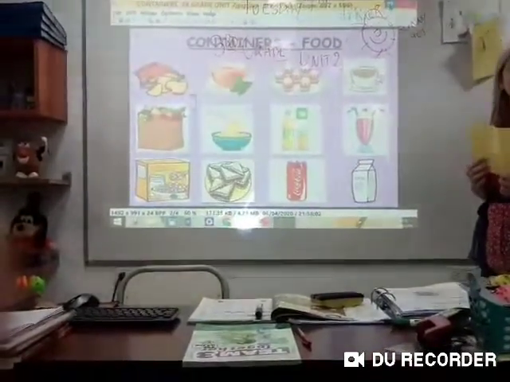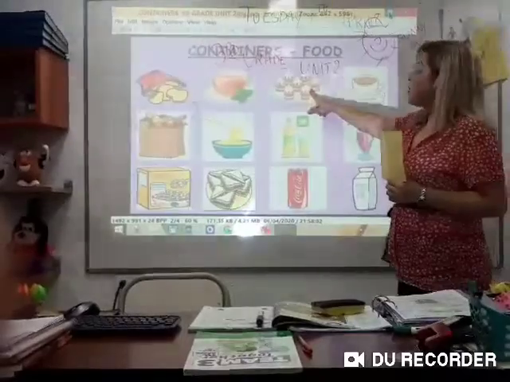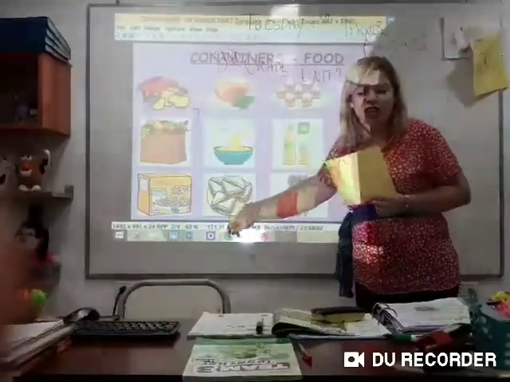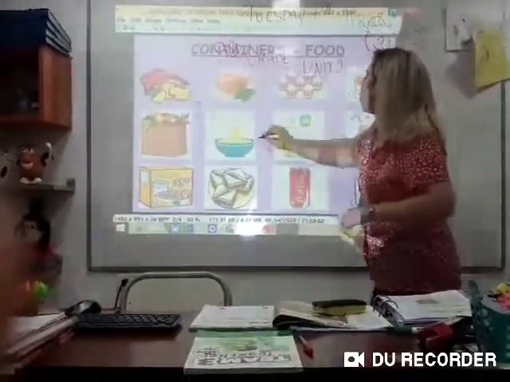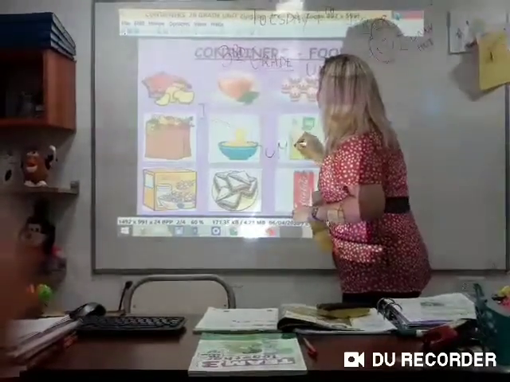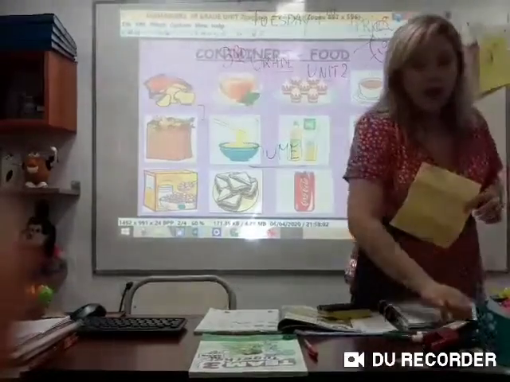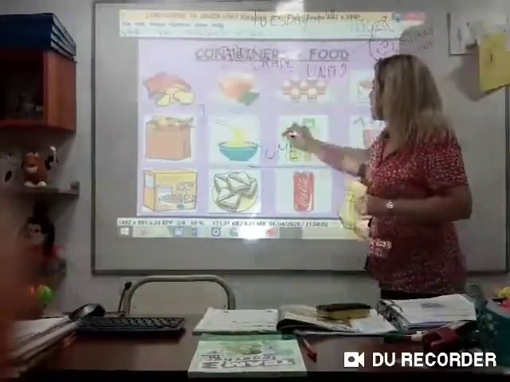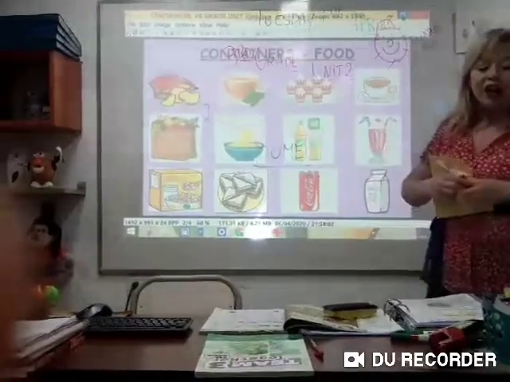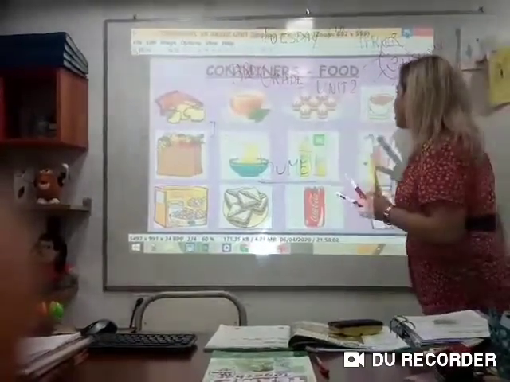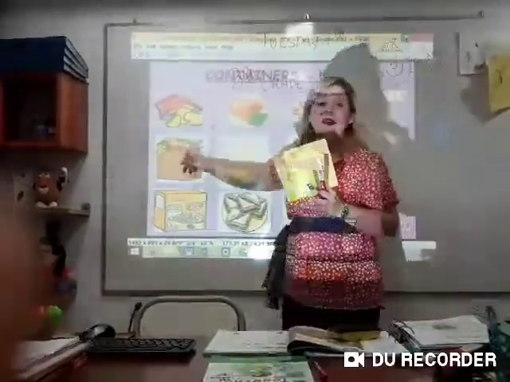Cuando usamos there are for plural. There are cupcakes. There are some sandwiches. ¿Qué significaba some? Some, así. Algo de, okay? Algo de. There are some sandwiches. Yes, some sandwiches, okay? There are some cupcakes.